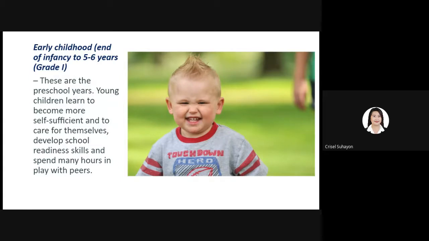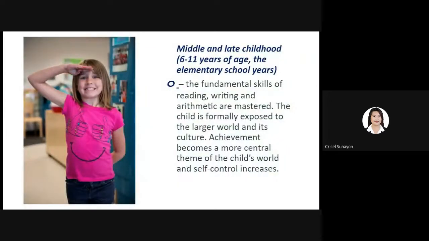And then we have the middle and late childhood, 6 to 11 years, so the elementary school years. So the fundamental skills of reading and writing, arithmetic are mastered. The child is formally exposed to the larger world and its culture. So achievement becomes a more central theme of the child's world and self-control increases.